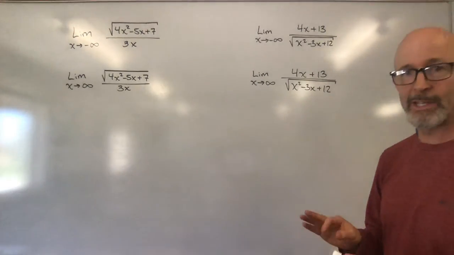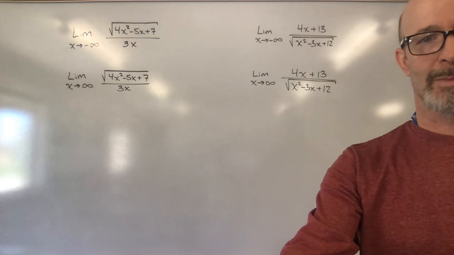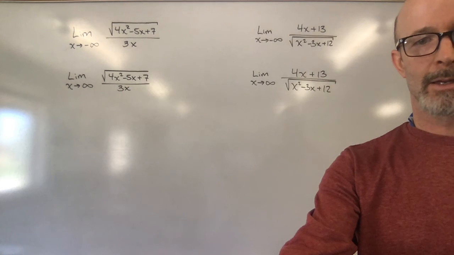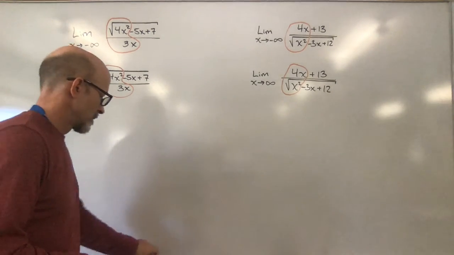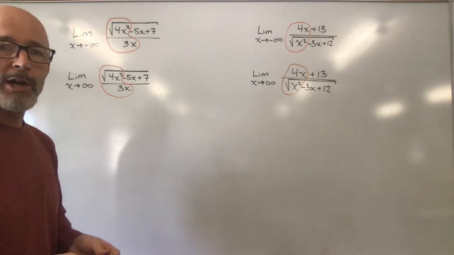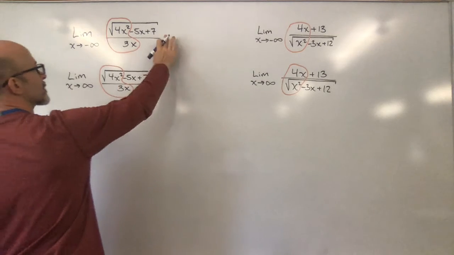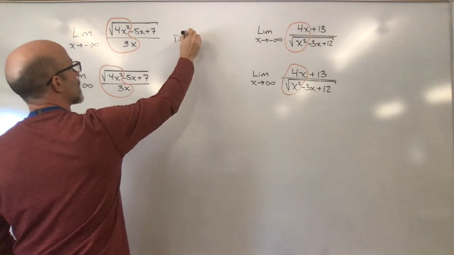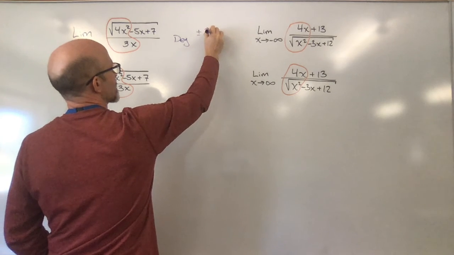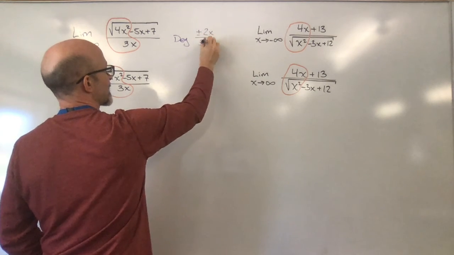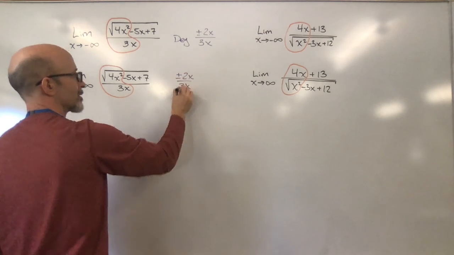But first, remember, when you're dealing with these, look at the highest degree terms. What are they? Well, here's what they are. But how do you know what the degree term is when there's a square root? Well, if I take the square root of 4x squared, I'm going to get 2x. But because it's a square root, I'm going to get plus or minus 2x.